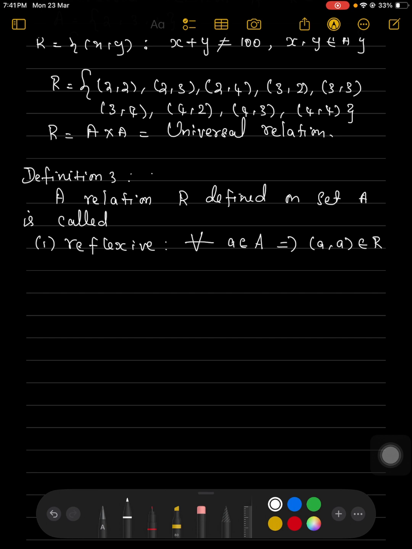In the previous example, I had taken set A with 3 elements. So for each element, the first element was 2, so you should have (2, 2). Second element was 3, so (3, 3). Third element was 4, so (4, 4). So if you have (a, a) in R for every element of set A, then we say the relation is reflexive.